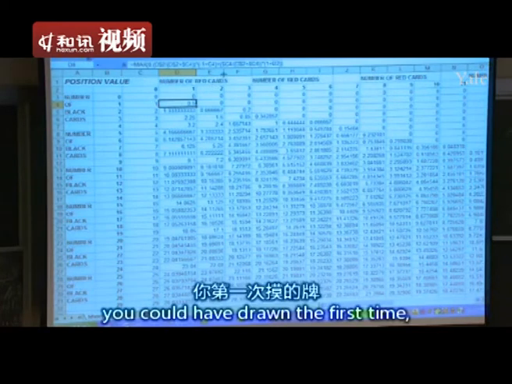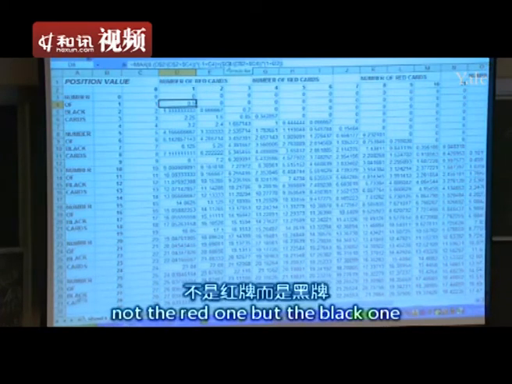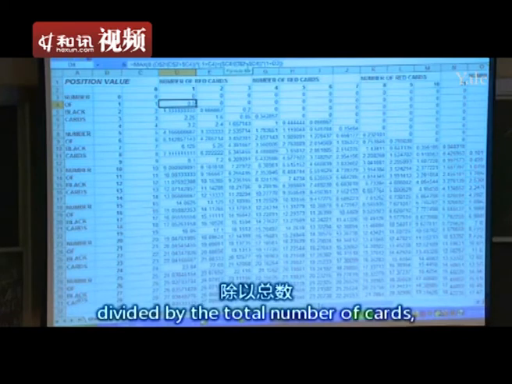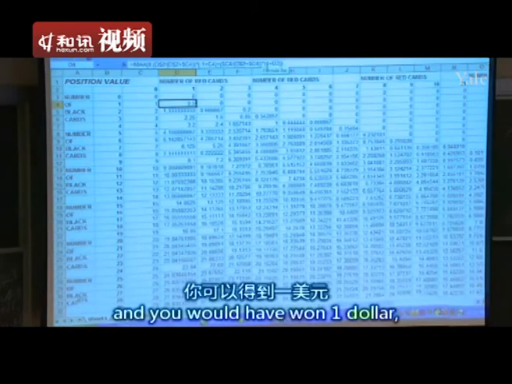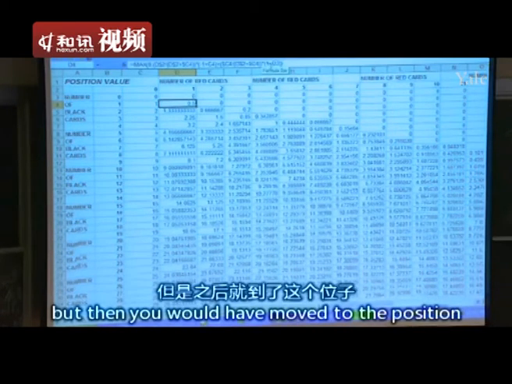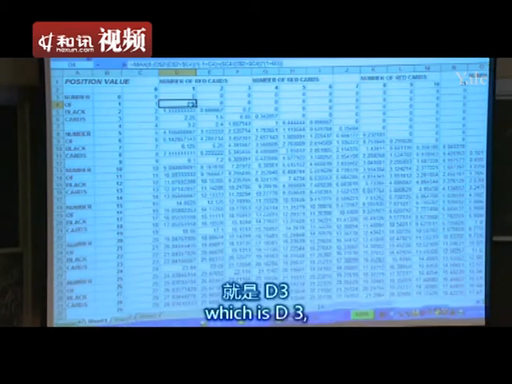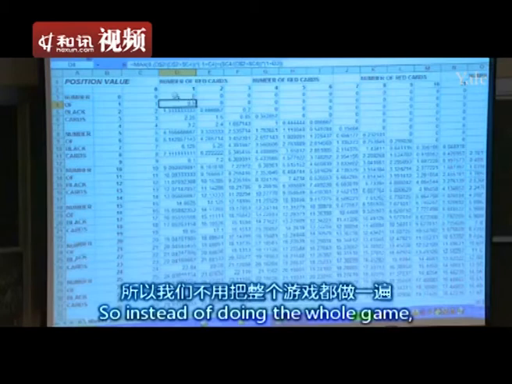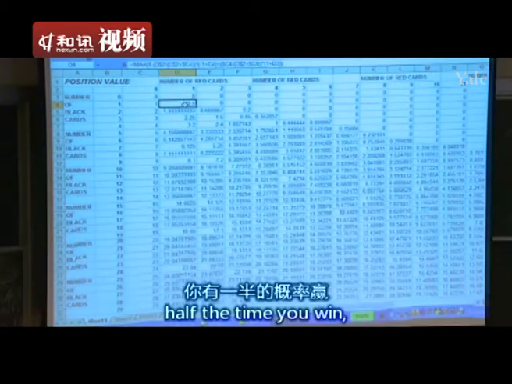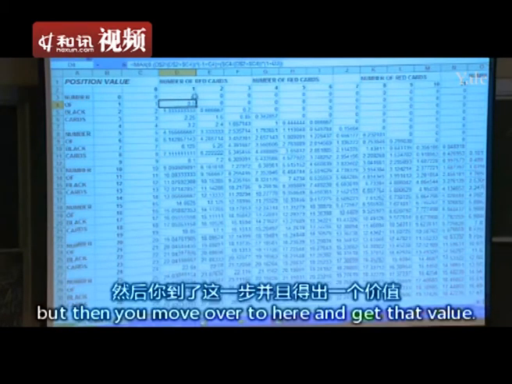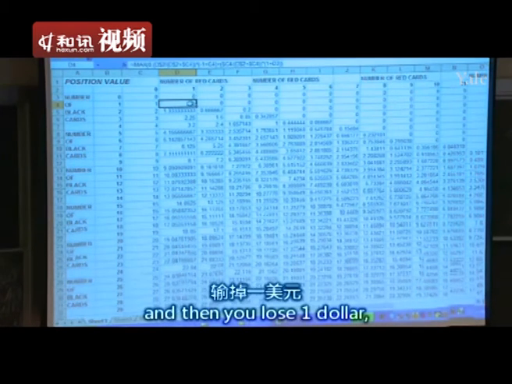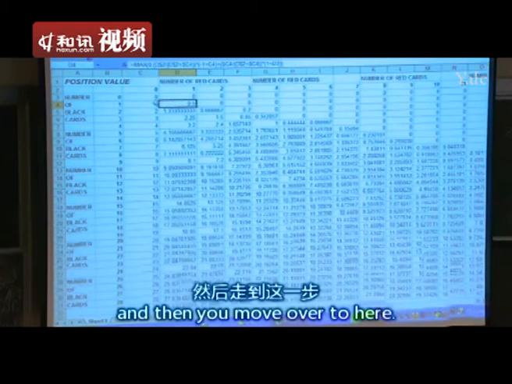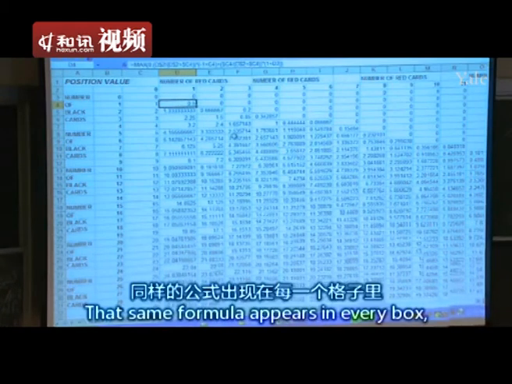On the other hand, you could have drawn the first time not the red one, but the black one, divided by the total number of cards, and you would have won $1, but then you would have moved to the position where you had one less black card, which is D3, which is up here. So instead of doing the whole game, she says, half the time you win, but then you move over to here and get that value. Half the time you lose $1, and then you move over to here. That same formula appears in every box.